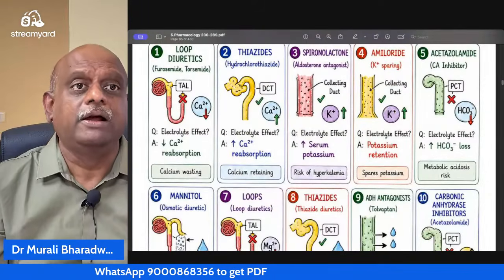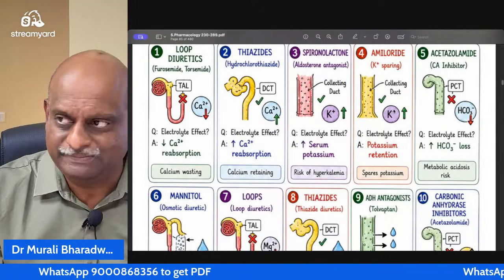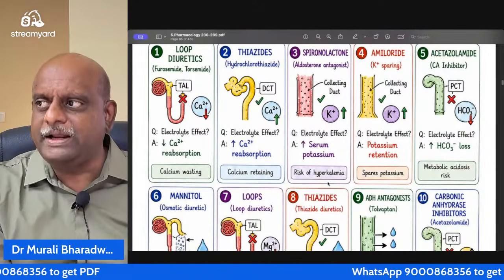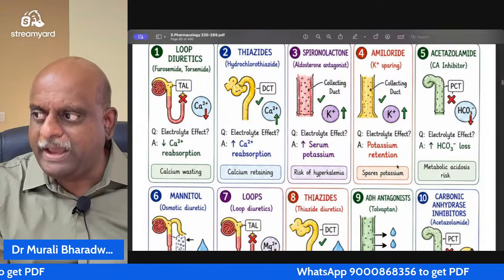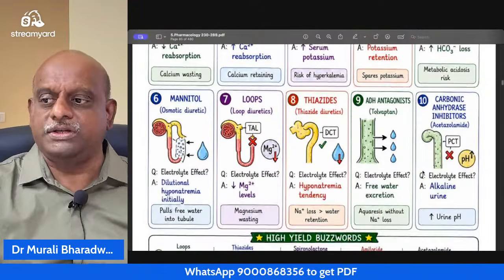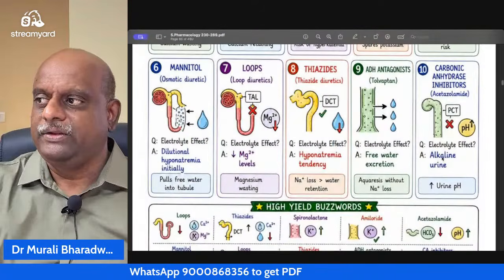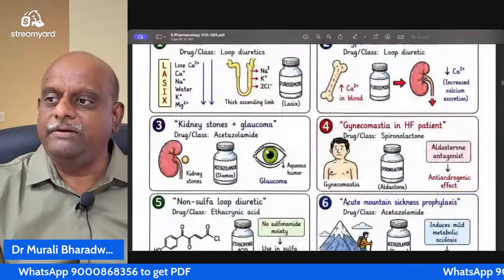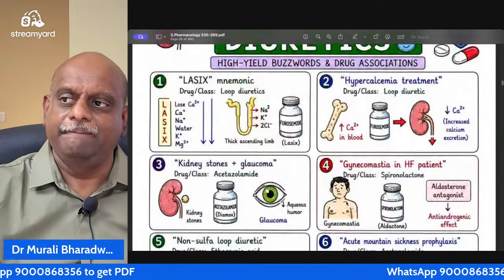Furosemide, torsemide, loop diuretics, they lose calcium. Thiazides retain calcium. Spironolactone, hyperkalemia. Eplerenone spares potassium. Acetazolamide, metabolic acidosis. Already we discussed all this. Okay? So I will leave now quickly.